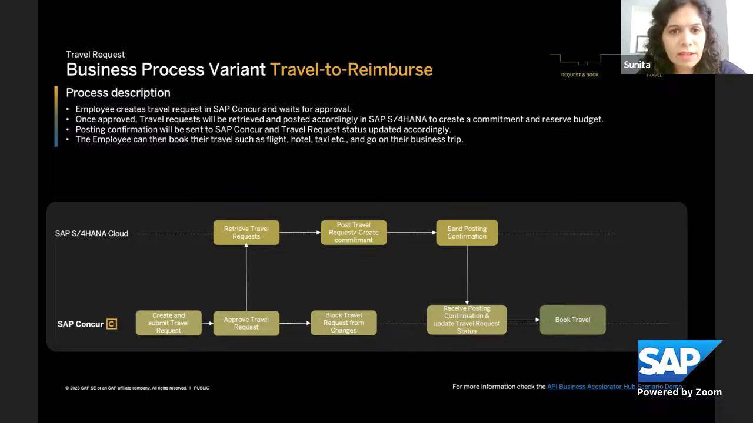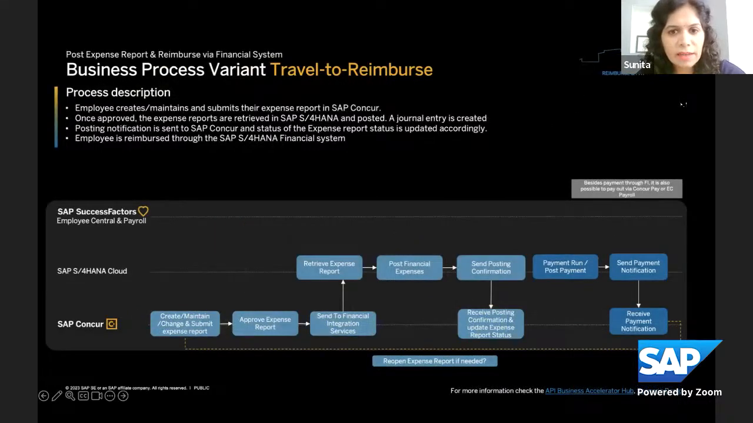The next slide: we saw the travel request. If you look at it, this is the reimbursement process and the employee getting paid. In SAP Concur, if you can follow the process steps, employees create, maintain, and also submit their expense reports, as I mentioned earlier. The expense report requires approval and is then submitted to the financial integration service.